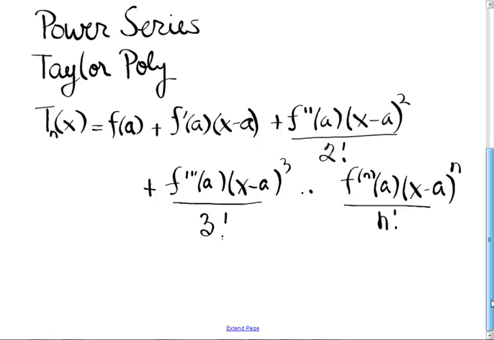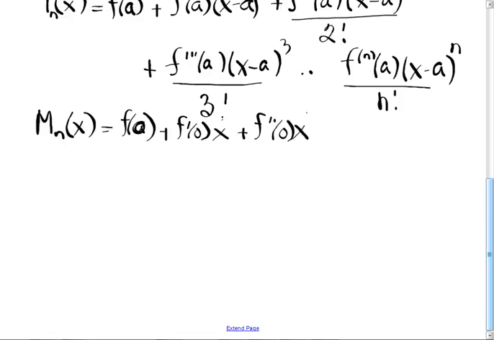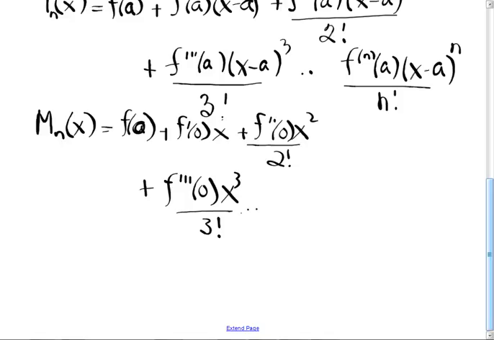And if you center it at the origin, we just hope that on the exam they do center it at the origin, then we get the Maclaurin series. Why don't we call it m_n of x? Well, a is 0, so it's f of 0, plus f prime of 0 times x minus 0, but that's just x, plus f double prime of 0, x squared over 2 factorial, plus f triple prime of 0, x cubed over 3 factorial. And it's the nth derivative at 0, x to the n over n factorial.